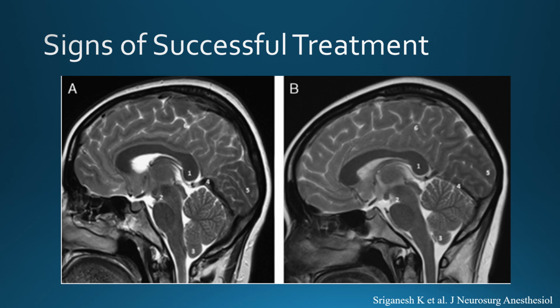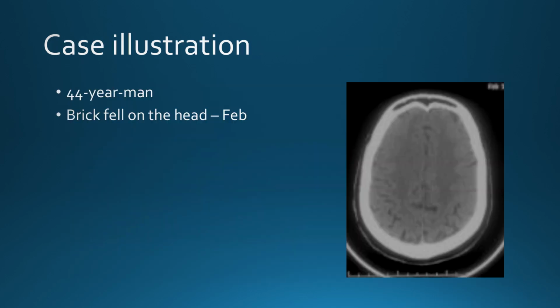The pituitary, which was convex on the upper surface, has become normal. Now it is concave. You can see the distance between the mammillary body and pons was reduced, and there is no CSF seen. Now the distance has become normal. So these are the signs of successful treatment of SIH.